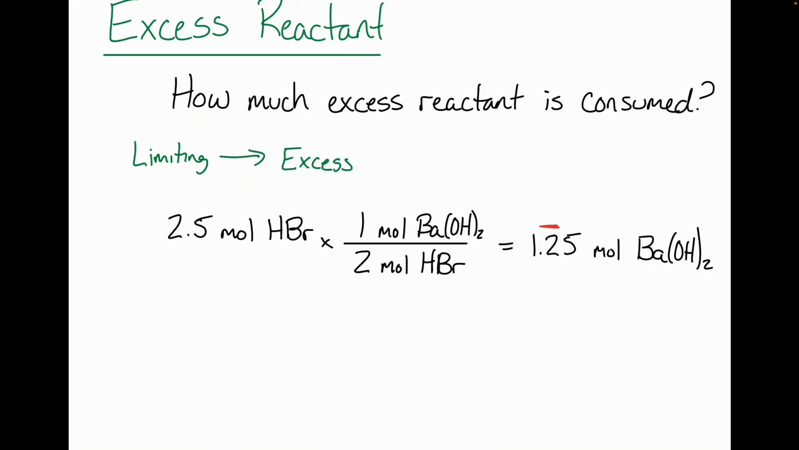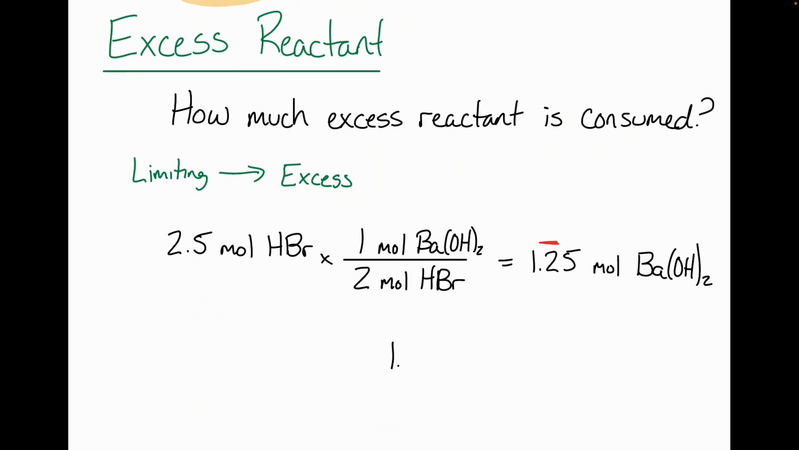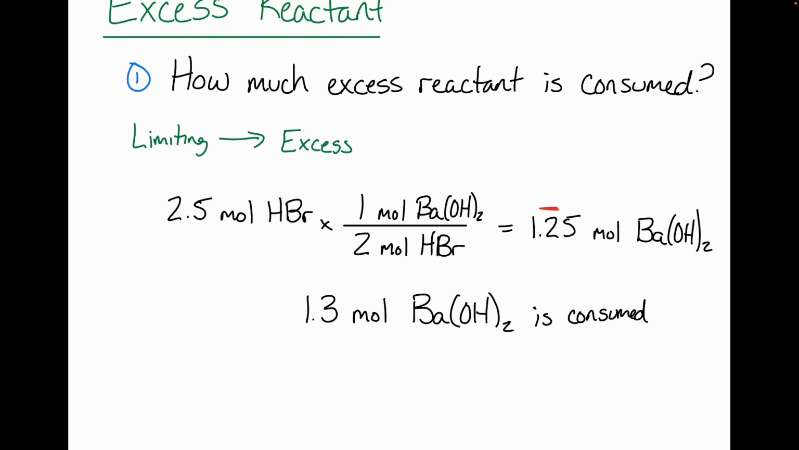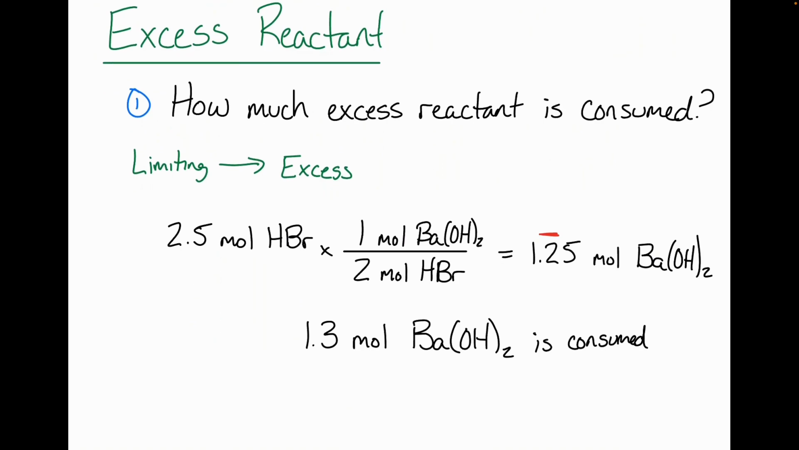Right, I got to round this to the correct number of sig figs here, so I would report my final answer as 1.3 moles of barium hydroxide, and I'm going to even say is consumed, so we don't get confused here. Right, so that's the first thing that I could ask you: how much of that excess reactant is consumed in this reaction? Again, we know from our calculation that that barium hydroxide was in excess, so not all of it was going to be consumed. So that's what we were just calculating here. How much of it gets consumed?